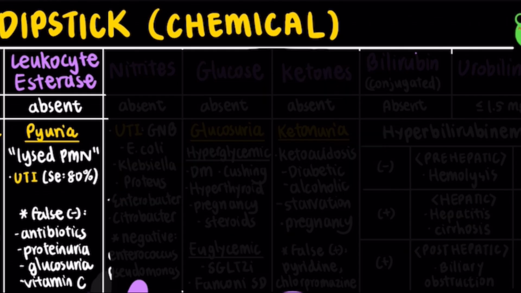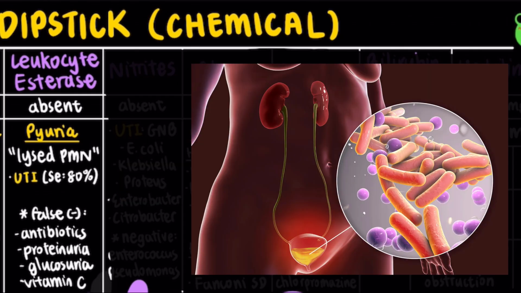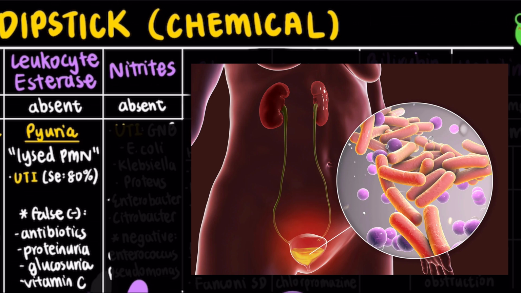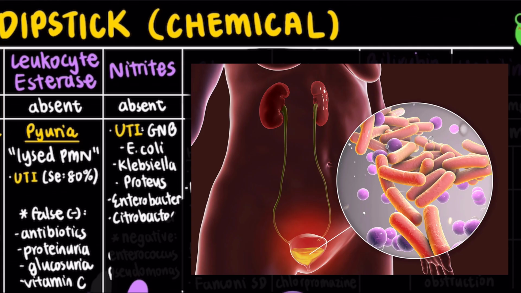Another urine dipstick parameter that detects urinary tract infection is nitrites. This test checks whether bacteria in the urine are converting nitrates to nitrites, which is something that only certain bacteria can do. So if it's positive, it strongly suggests a UTI caused by gram-negative bacteria. The most common ones include E. coli, Klebsiella, Proteus, Enterobacter, and Citrobacter.